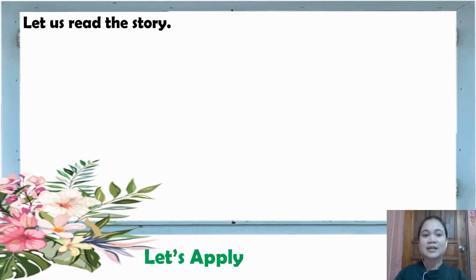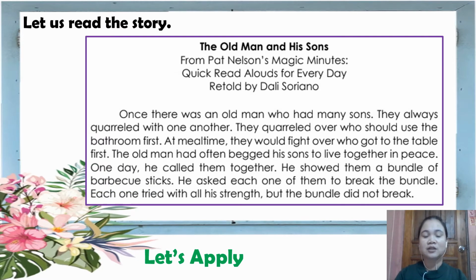Now, let us read the story. The title of the story is The Old Man and His Sons from Pat Nelson's Magic Minutes, Quick Read Alouds for Every Day, retold by Dali Soriano. Here is the story. Once there was an old man who had many sons. They always quarreled with one another. They quarreled over who should use the bathroom first. At mealtime, they would fight over who got to the table first.